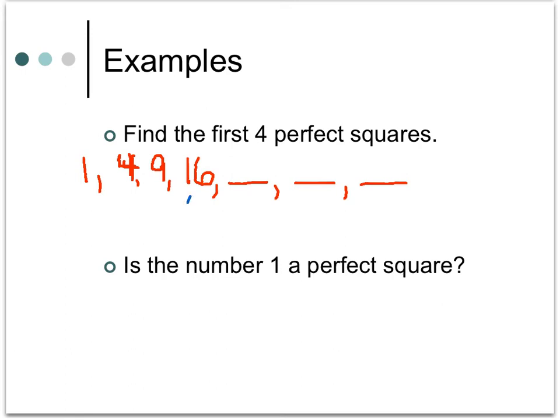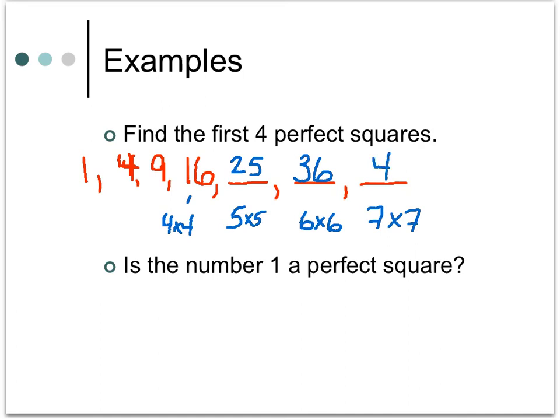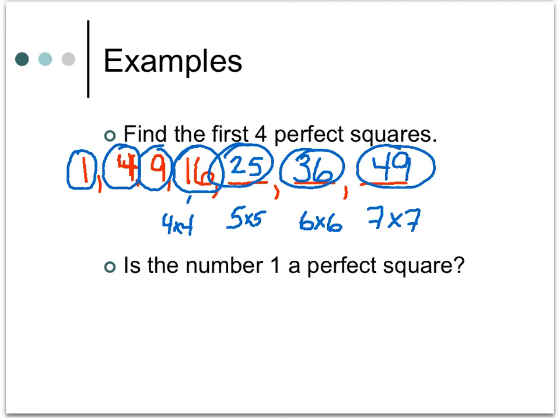So this 16 was a 4 by 4 square. The next one would be a 5 by 5, or 25. The next perfect square would be a 6 by 6, or 36. And the next perfect square would be a 7 by 7, which is 49. So these numbers, 1, 4, 9, 16, 25, 36, and 49, are all called perfect squares because I can split them up into dimensions that make perfect squares.